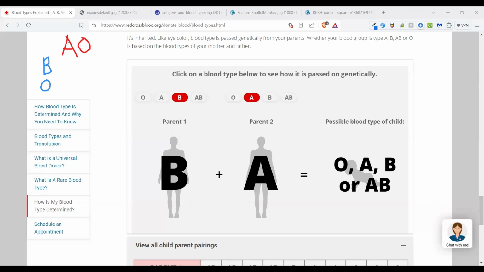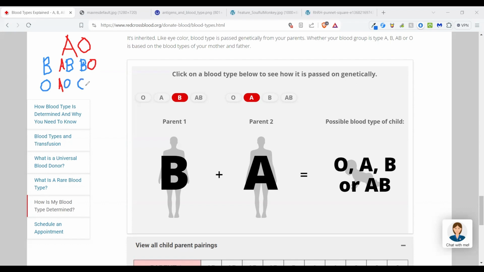So in this case, we are receiving the A allele from one parent and the B allele from the other parent. And this child has blood type AB. In this case, we are receiving the B allele from one parent, but the O allele from the other parent. And this child has type B blood. In this case, we are receiving the A allele from one parent and the O allele from the other parent. So this child has type A blood.